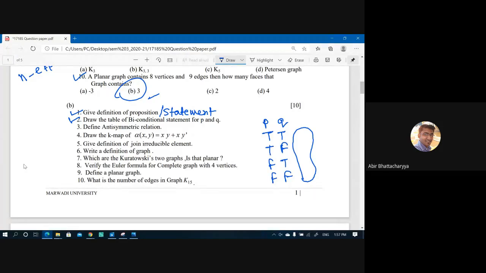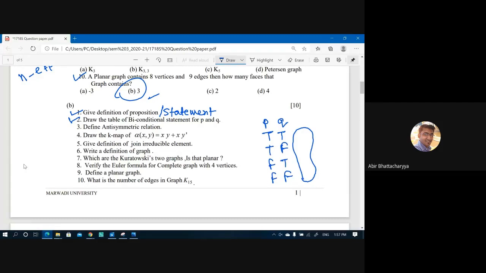Biconditional statement. Ingirwar, correct your answer. All right. So in any case, the biconditional statement truth table output is TFFT. TFFT is the output. So those who have written TFFT are correct. No problem.